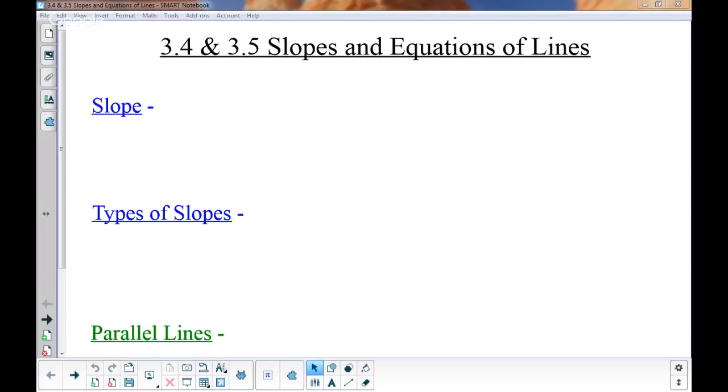All right, guys. So today we're going to go over slopes and equations of lines, which we know you've seen before here in my class, but we're going to go through this again. All right. So starting with slope, we'll go over the basics here.